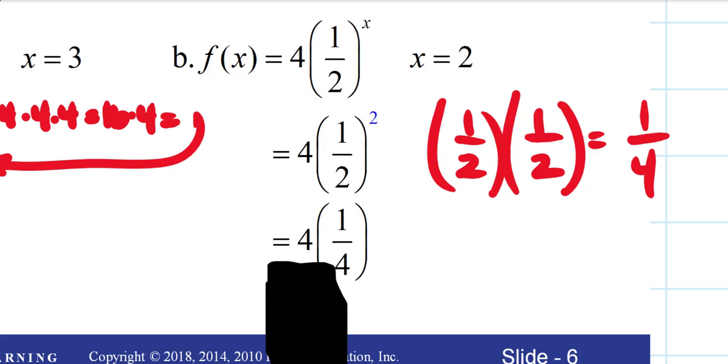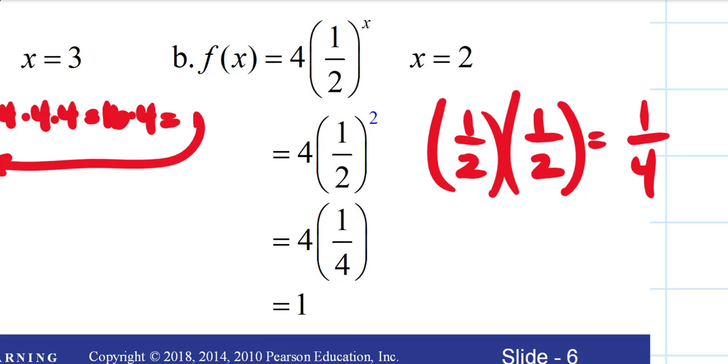I have 1/4 multiplied by 4. That actually cancels out to 1. That's just one of the values that you would get in this decay function.